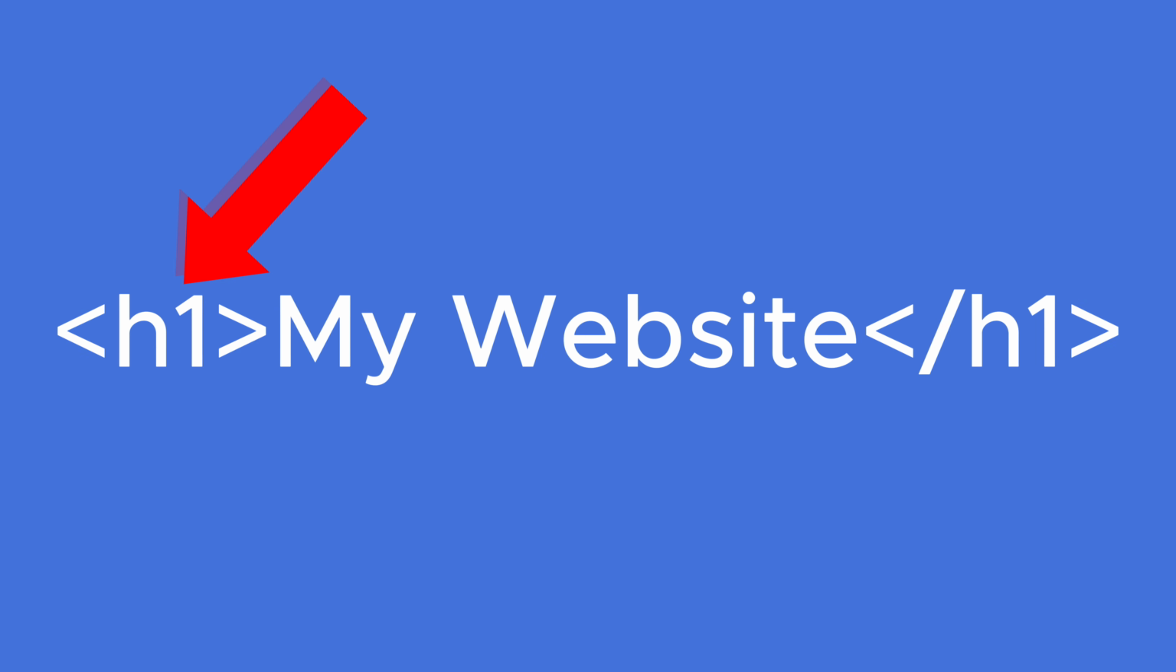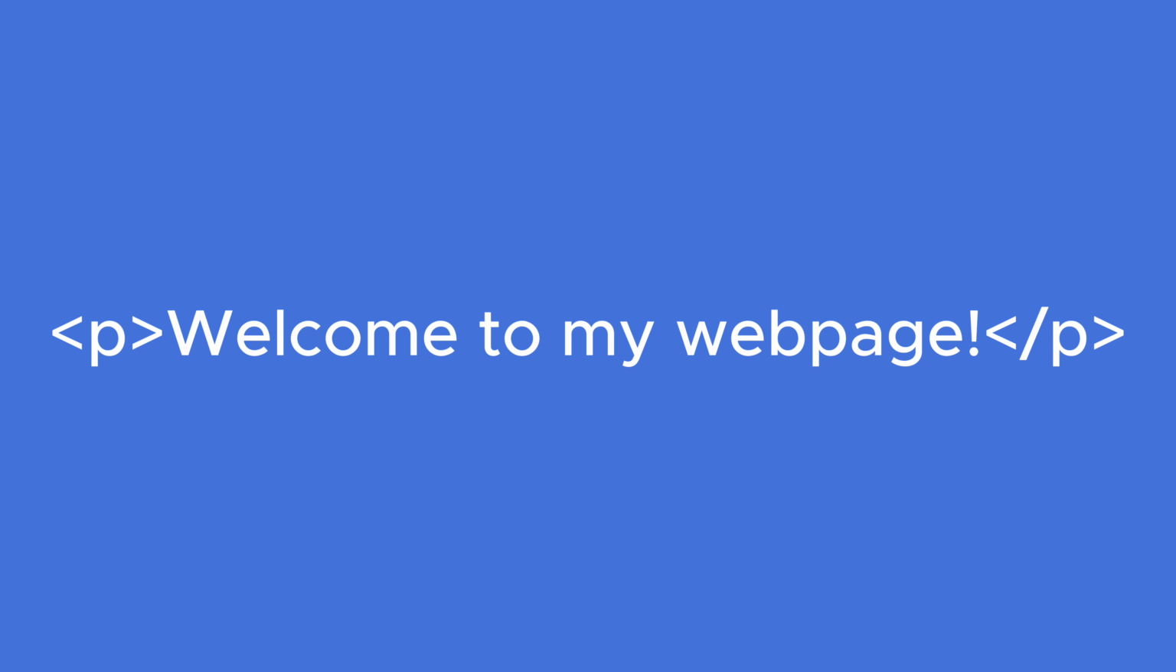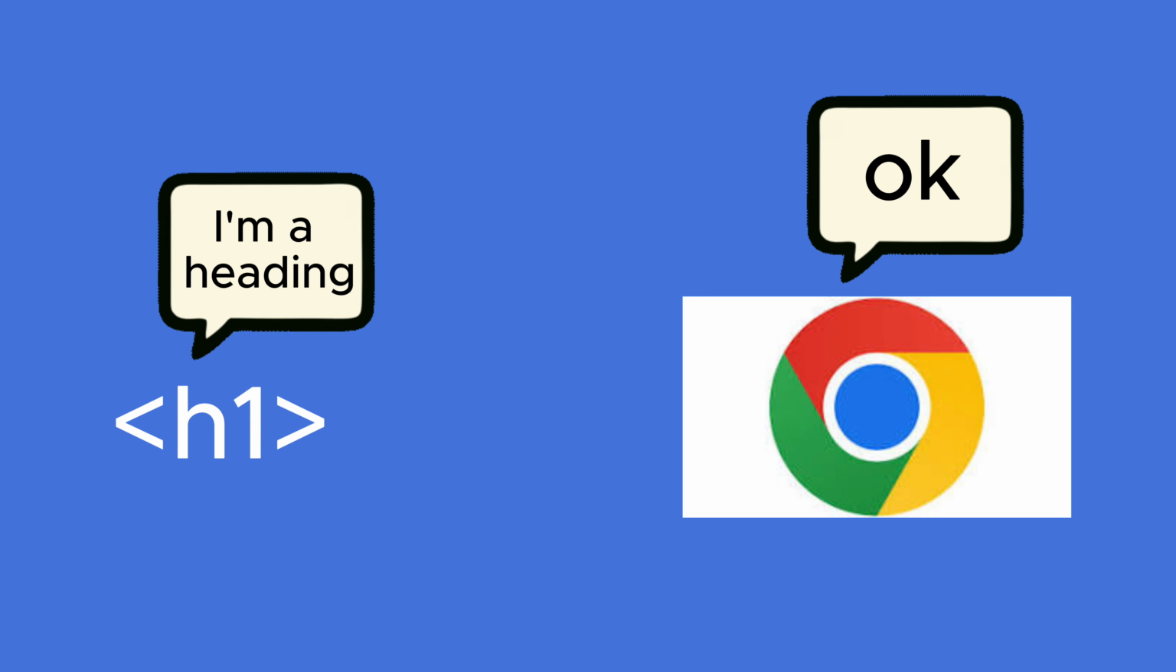So before we start creating links and adding images, there's one important concept we need to understand, and that's attributes. Up until now, every HTML element we've used has been pretty simple. For example, we've written headings like this using the h1 element, and paragraphs like this using the paragraph element. The browser knows exactly how to display these because the tag itself tells it what kind of content it is.